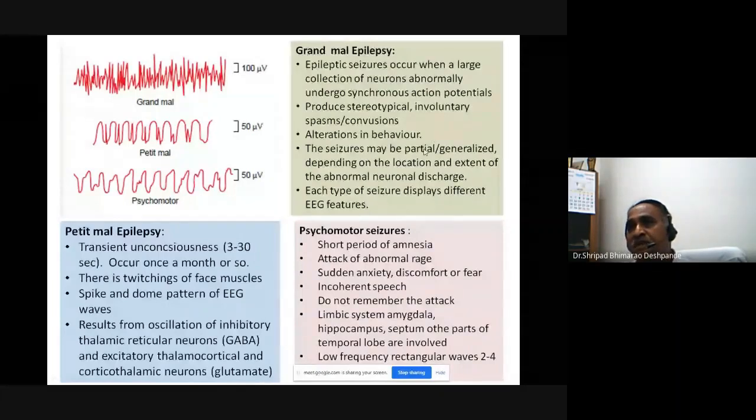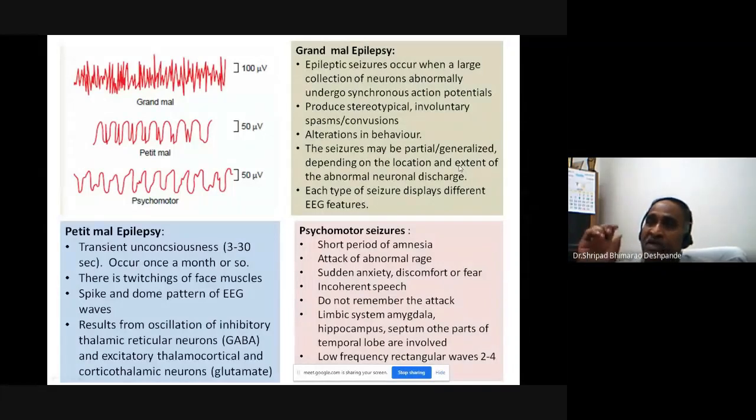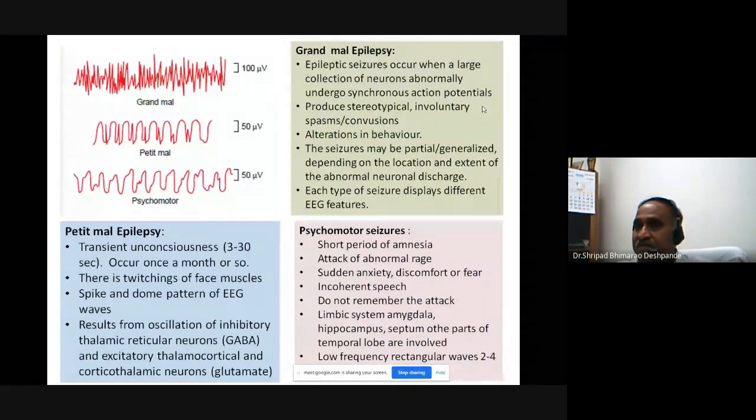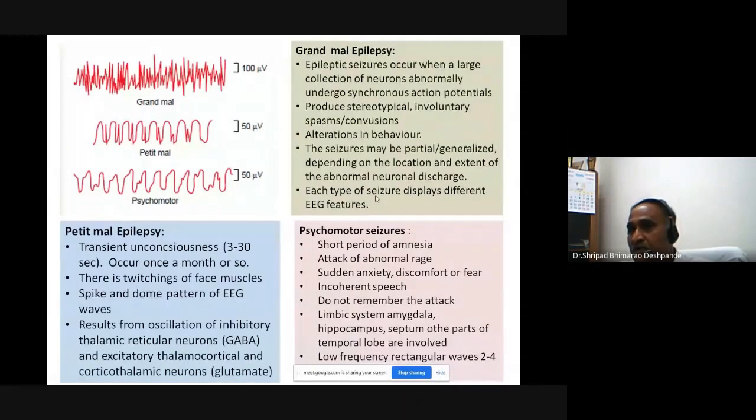The seizures sometimes may be partial, where some part of the body is affected, or generalized convulsions of the entire body from top to toe. It depends upon the location of the point that triggers the activity, which produces the abnormal neuronal discharge. Each type of seizure displays a different EEG pattern, so in these situations you get different pictures altogether.